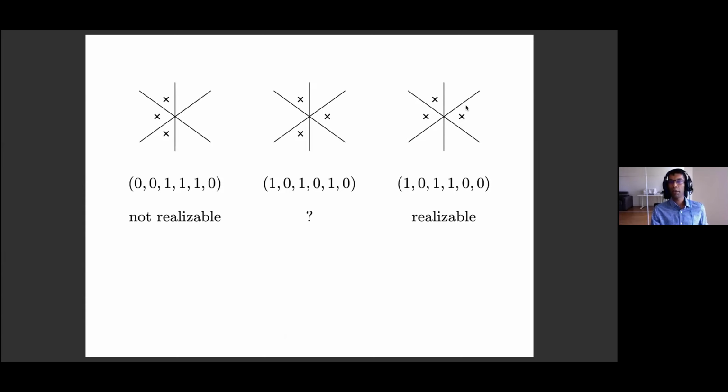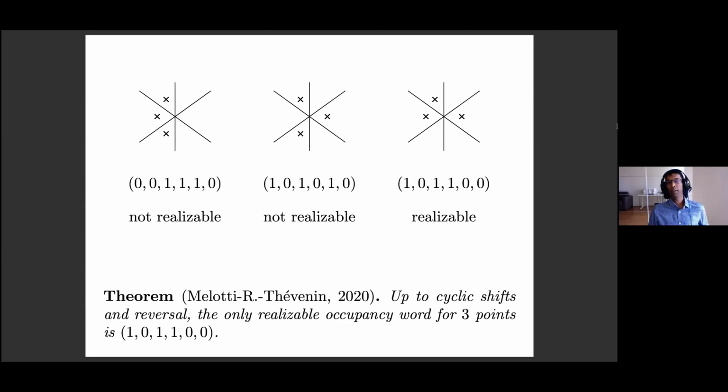This on the right is realizable. I just showed you an example 2 slides ago. And the remaining question is, can you realize this configuration? Occupied, empty, occupied, empty, occupied, empty. And what we proved with Paul Melotti and Paul Thévenin is that this is not realizable, actually. Whenever you take 3 points in the plane, you always get this configuration up to cyclic shift or reversal.